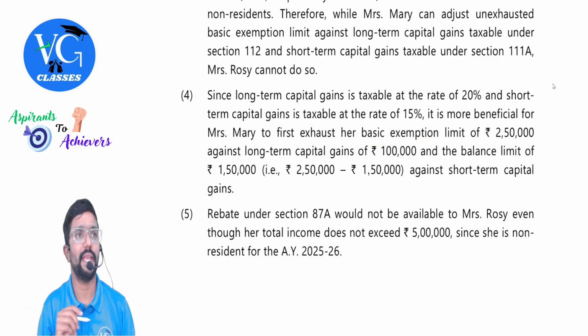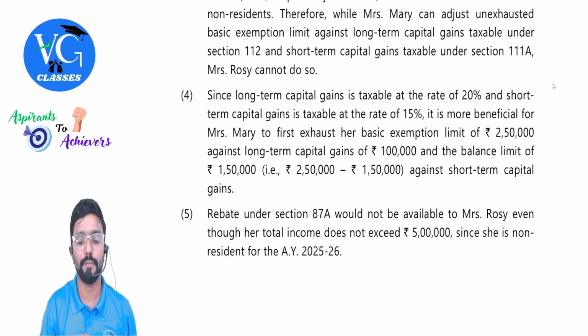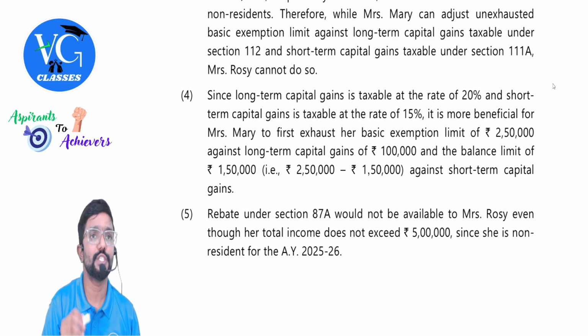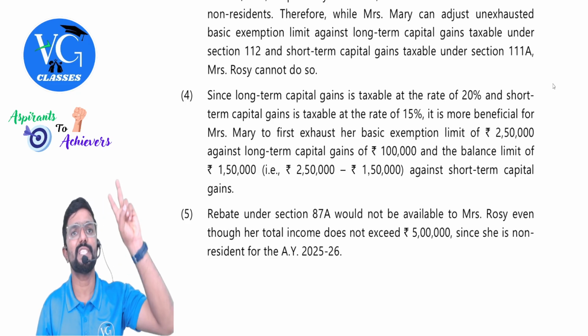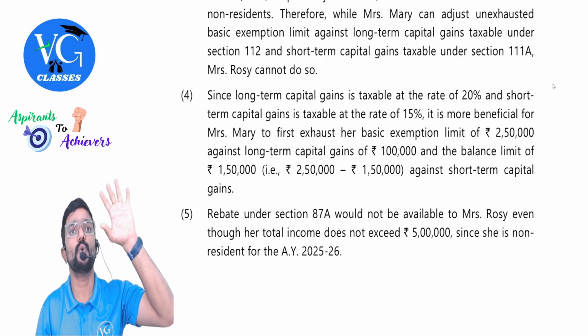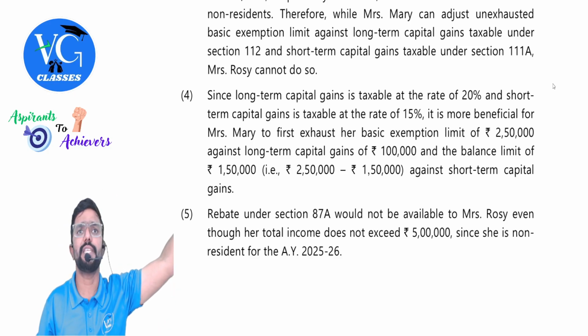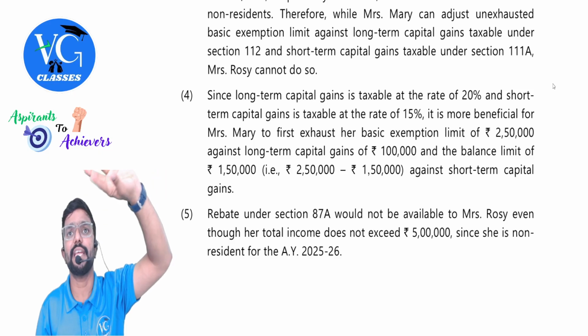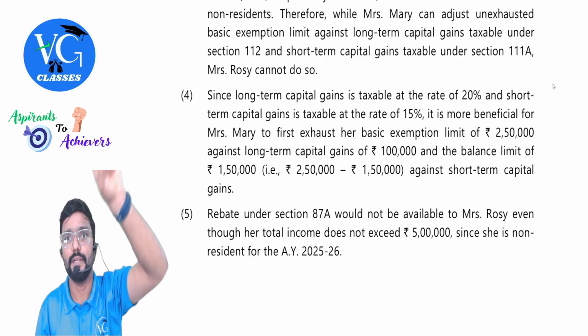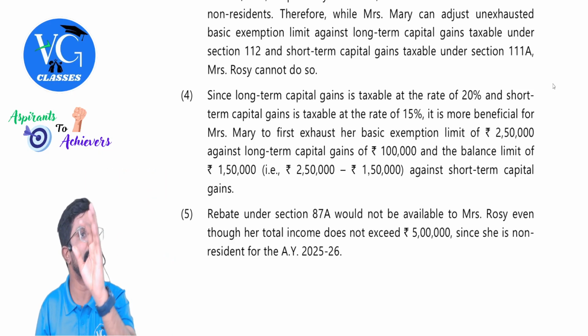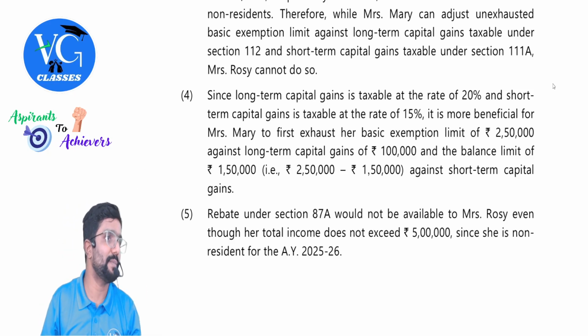The long-term gain. First adjust against long-term gain. Remaining you adjust it against short-term gain. Clear? So what is the unexhausted basic exemption limit, guys? 2,50,000. Entire basic exemption limit. First you will adjust it against long-term gain of 1 lakh. Remaining shortfall is how much? 1,50,000. Adjust it against short-term gain.